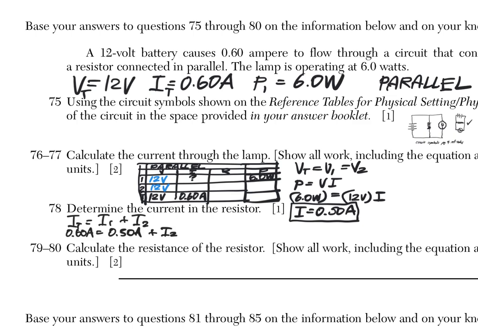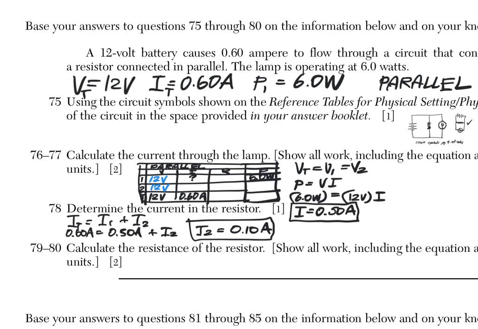And I know that the current in the lamp is half an amp, and the total current is 0.6 amps, so therefore the current in the resistor must be the difference, 0.1 amps. All right. And then 79, we want the resistance of the resistor.